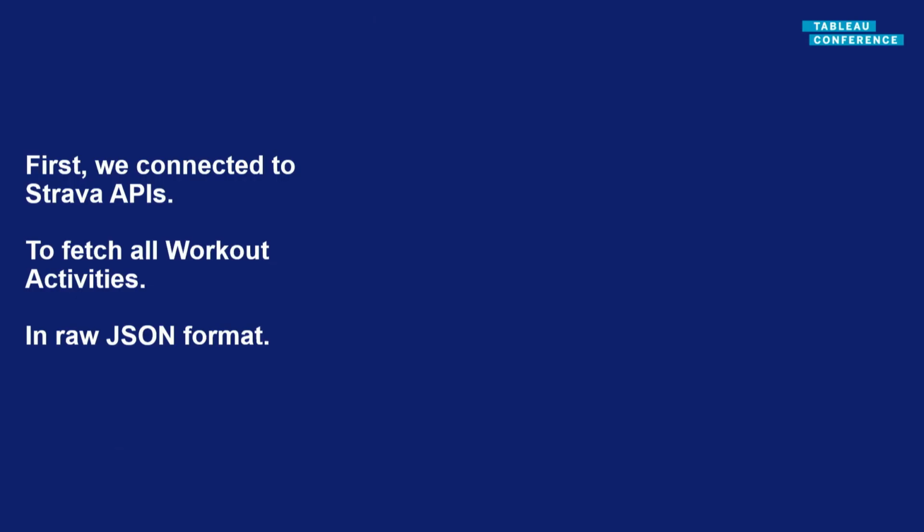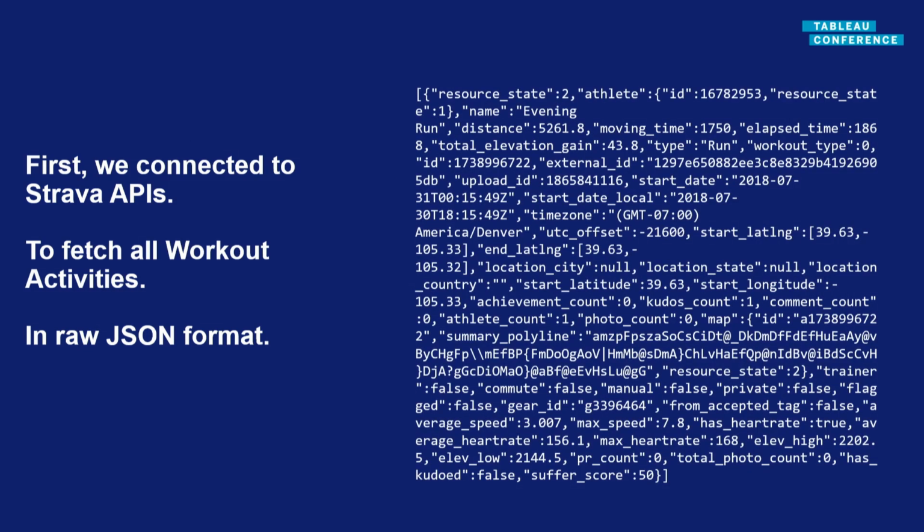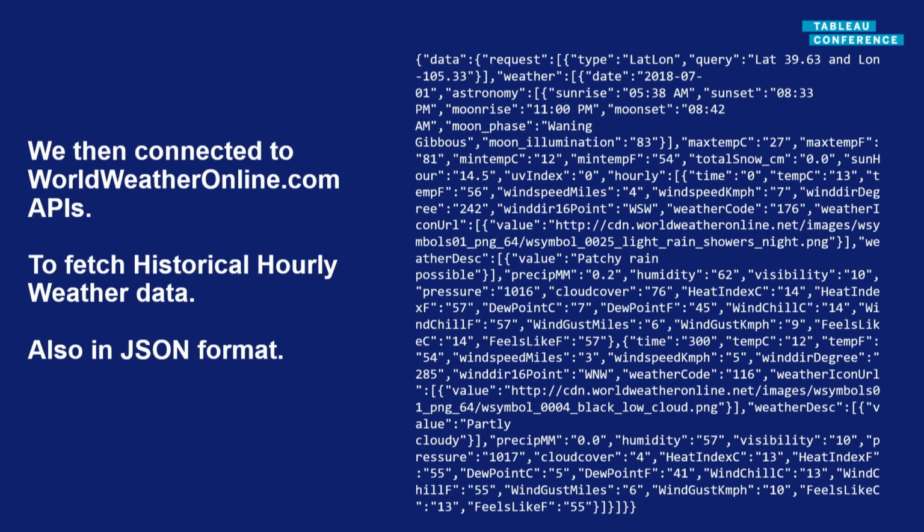So in this exercise, first we connected to Strava using their APIs, and we fetched workout activities. All of that is in JSON data, looks something like this, right? Then we connected to worldweatheronline.com. Again, they have an API layer, and we needed to fetch historical hourly weather data so that we can marry that up to the activity data. That also was in JSON format, okay?